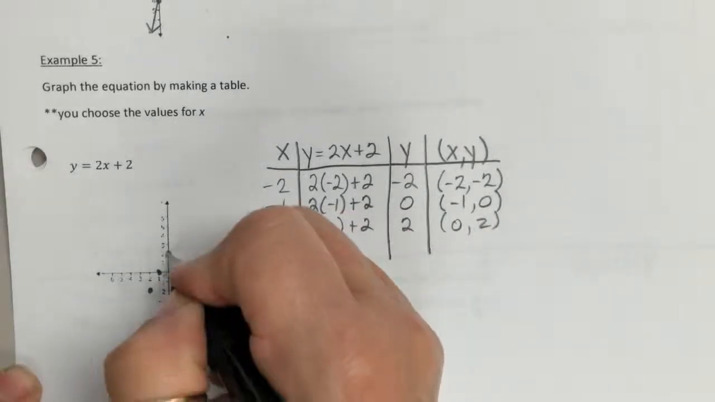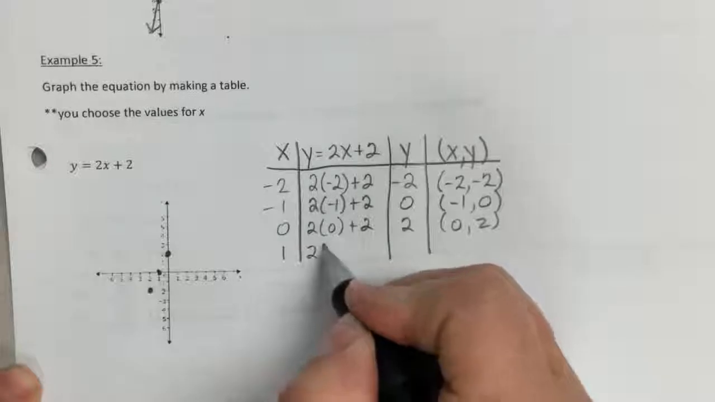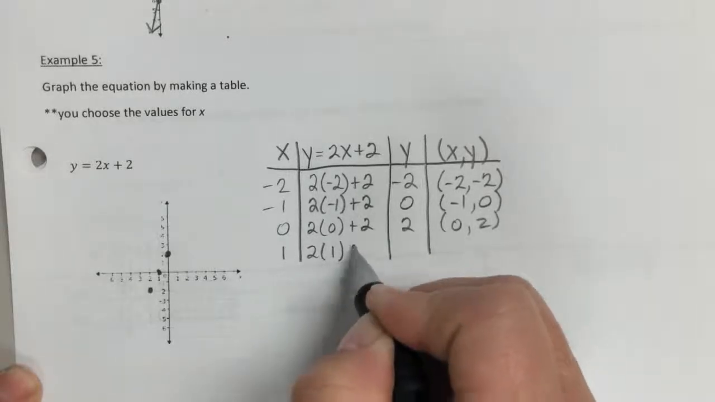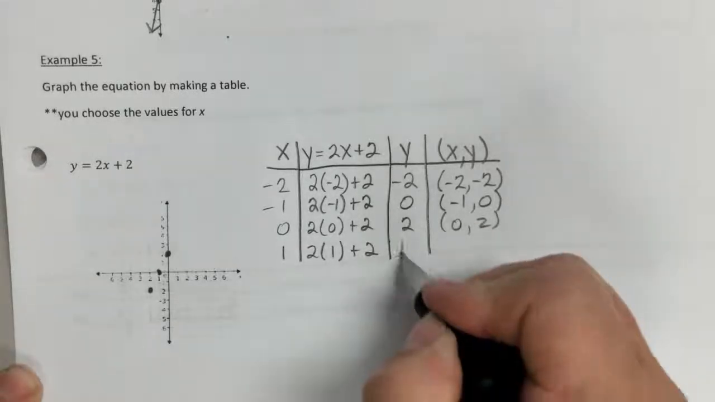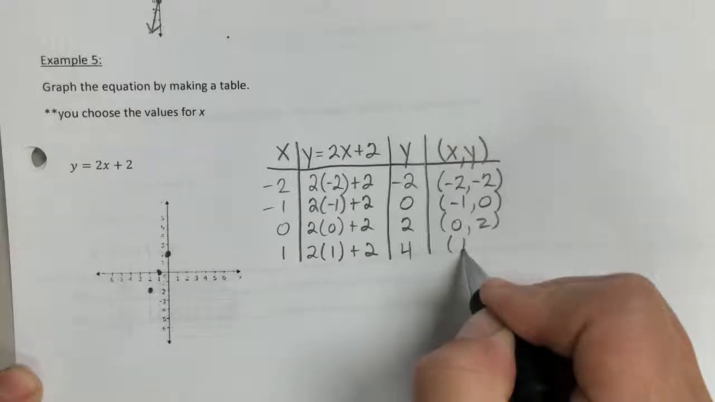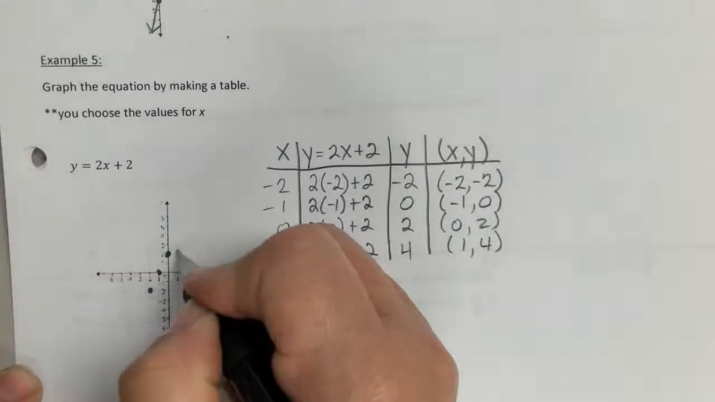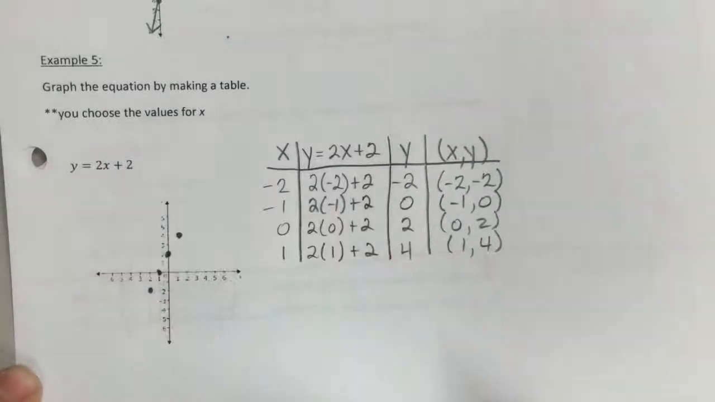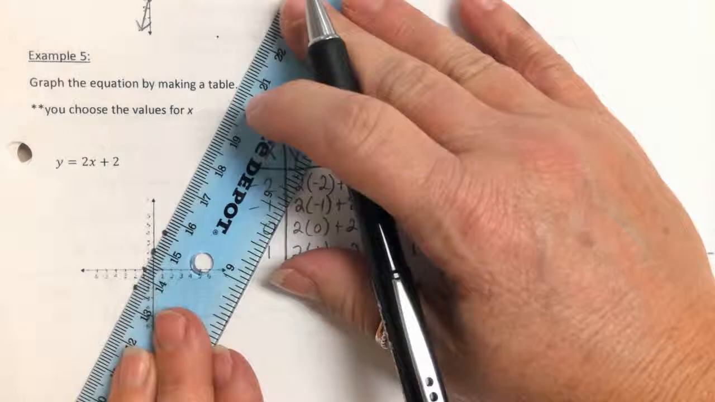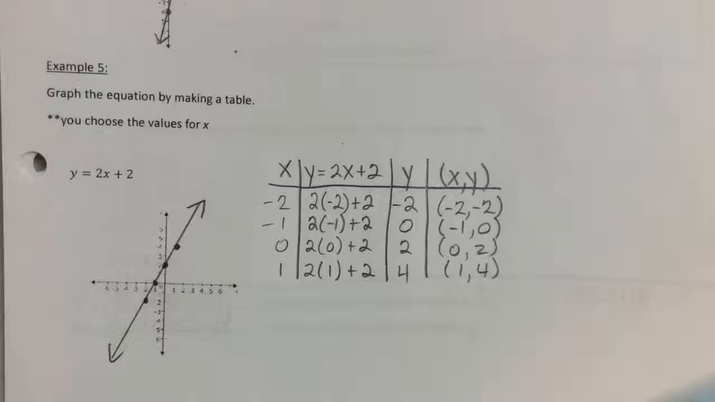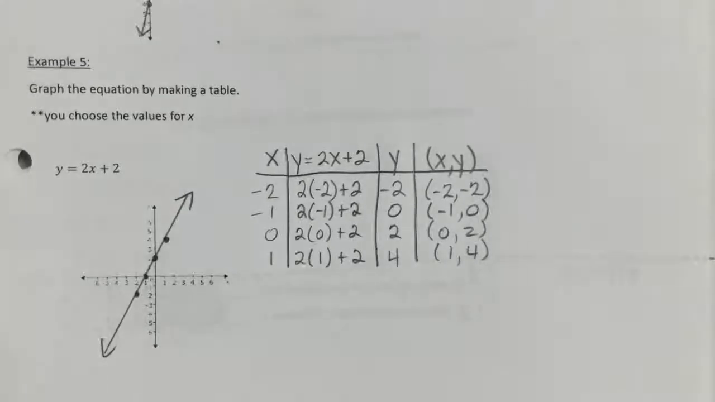so far we're lining up nicely. And then my last one, I usually do 4, is going to be 2 plus 2, which is 4. So 1, 4. Good. And then all you have to do is connect your dots to make your line. And you've now graphed that linear equation by making a table.